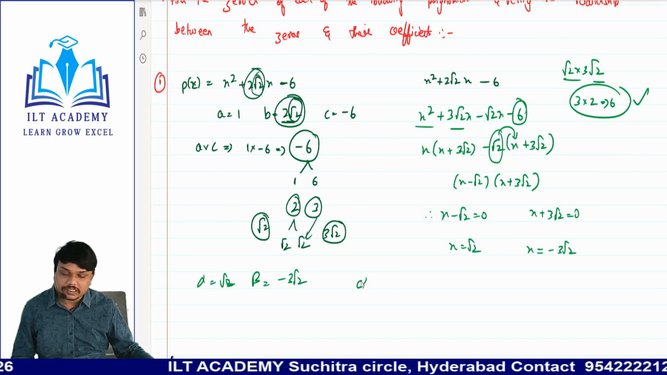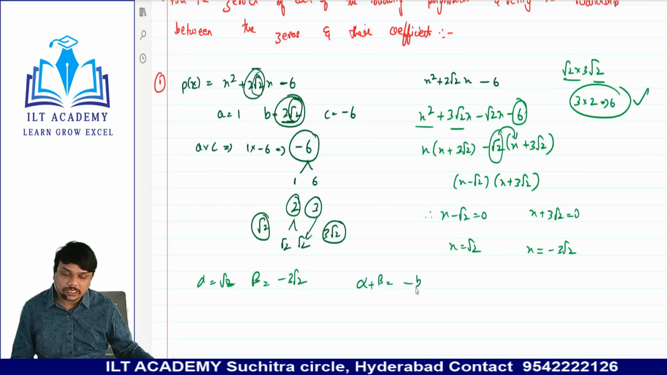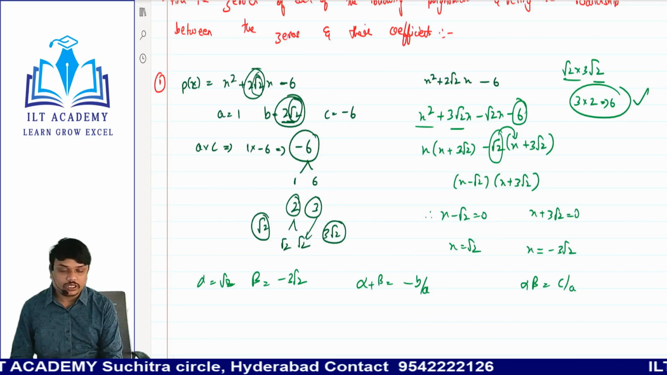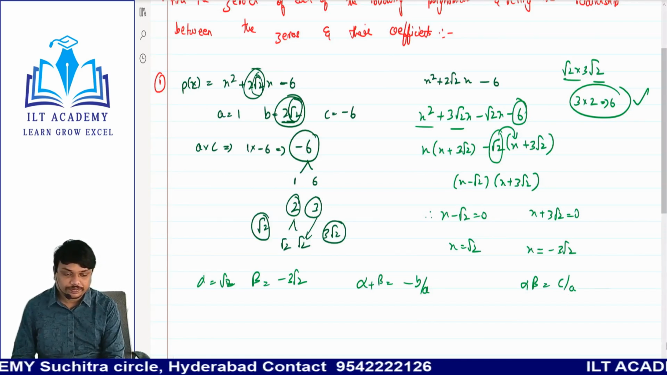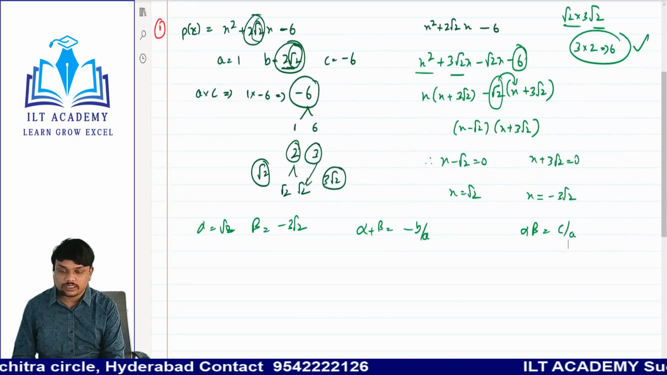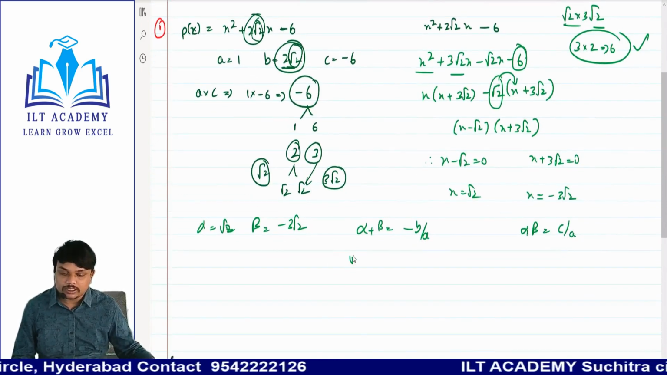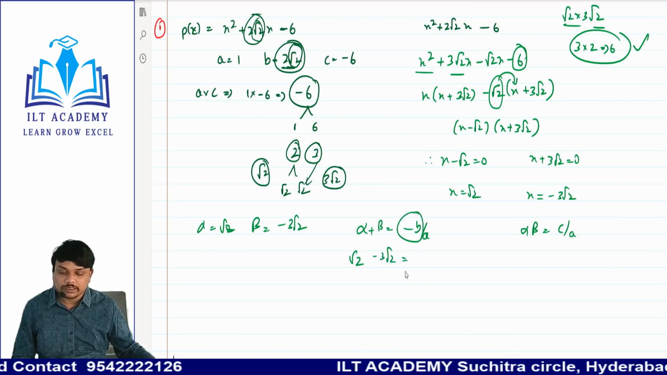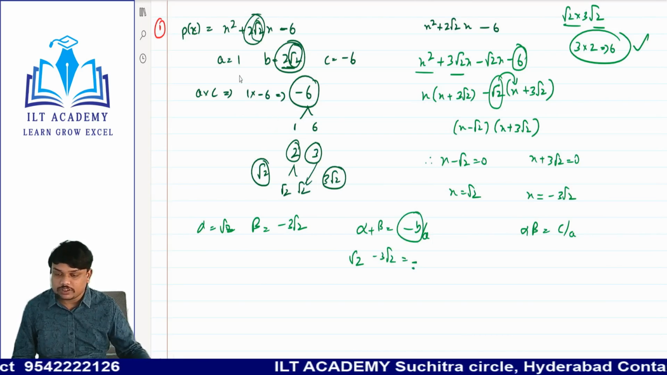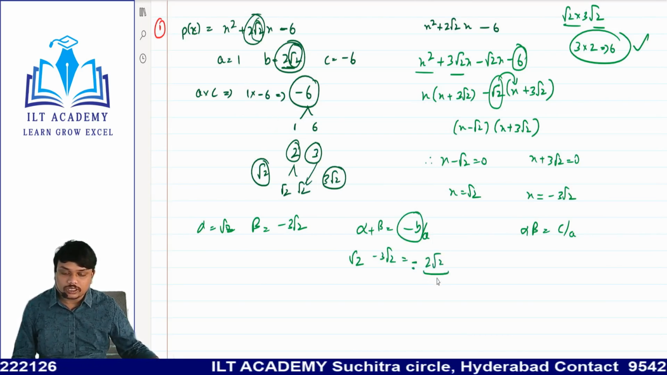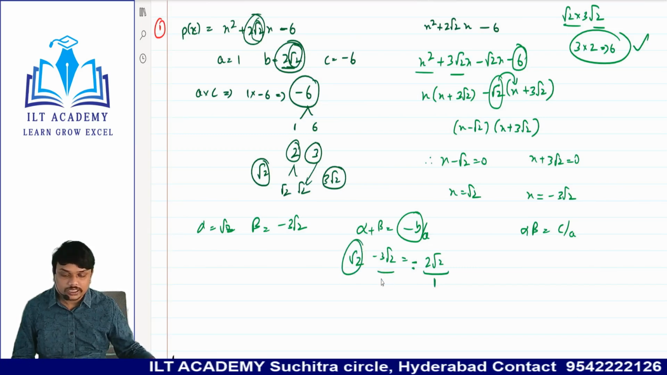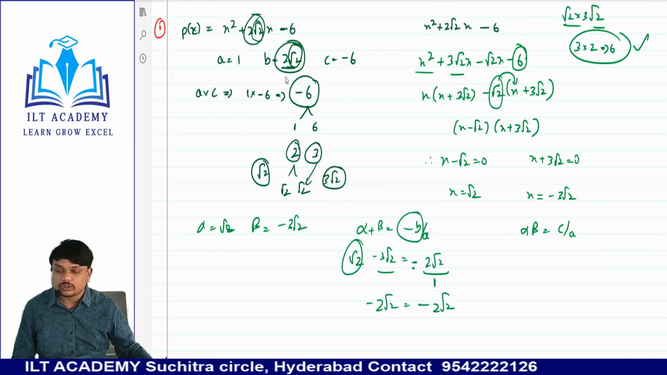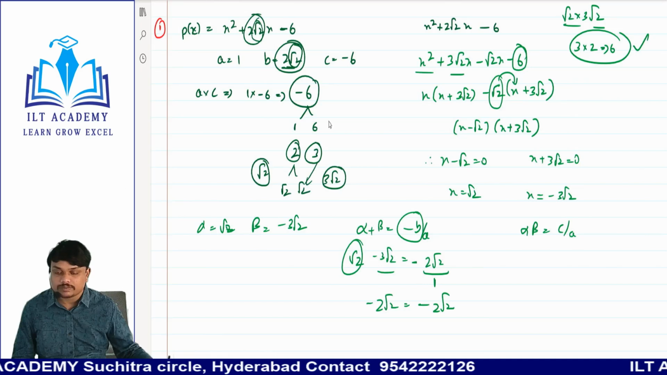Now we need to check the relationships. Alpha plus beta is equal to minus b by a, and alpha beta is equal to c by a. We are going to check this relation. Now Sima, what is alpha? Root 2. What is beta? Minus 3 root 2. What is minus b by a? It will become minus of b value, 2 root 2, upon a value, 1. Now root 2 minus 3 root 2 is minus 2 root 2, and this is again minus 2 root 2. Here it is the same thing.